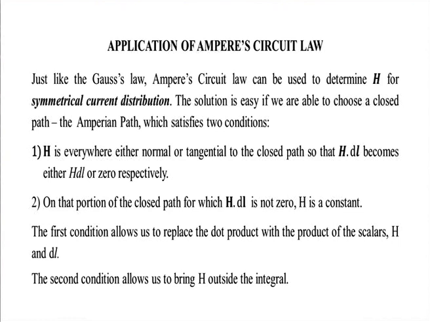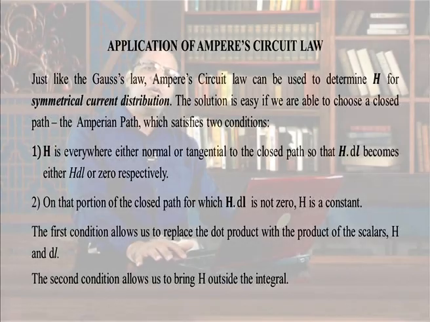And secondly, on that portion of the closed path where H dot dl is not equal to 0, H is a constant. The first condition allows us to replace the dot product by the product of the scalars, while the second condition allows us to bring H outside the integral. Now we shall take some cases to apply Ampere's law. The first is an infinite line current.